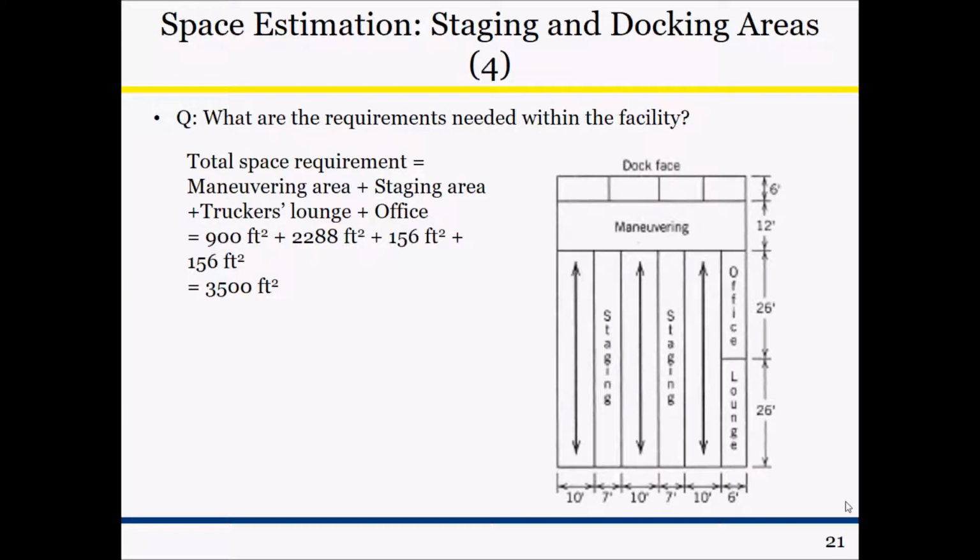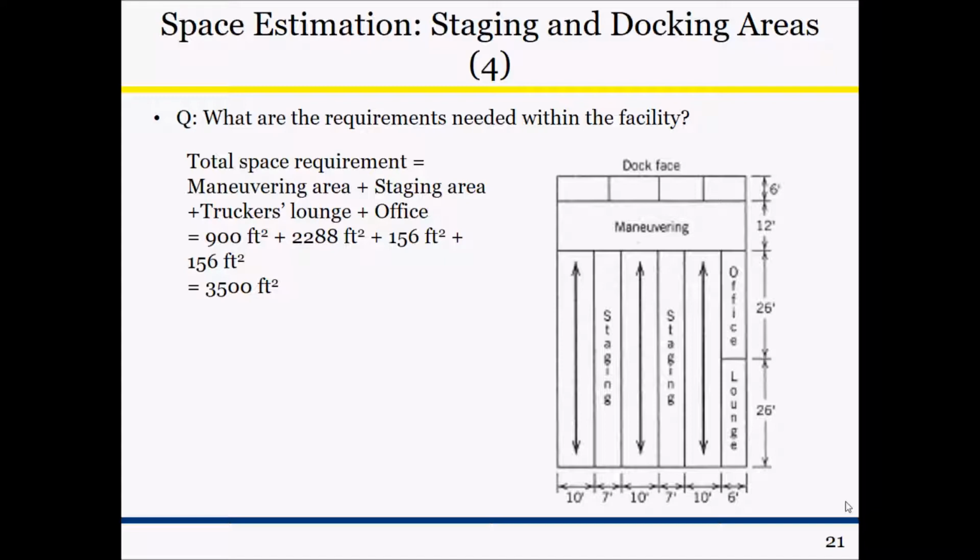And let's look at the second question. What are the requirements needed within the facility? If you look at it, we have the maneuvering area, staging area, truckers lounge, and office. And we already know the size of each area, so you can just calculate the values. For example, the maneuvering area can be computed by multiplying 18 by 50, so the total will be 900 square feet.